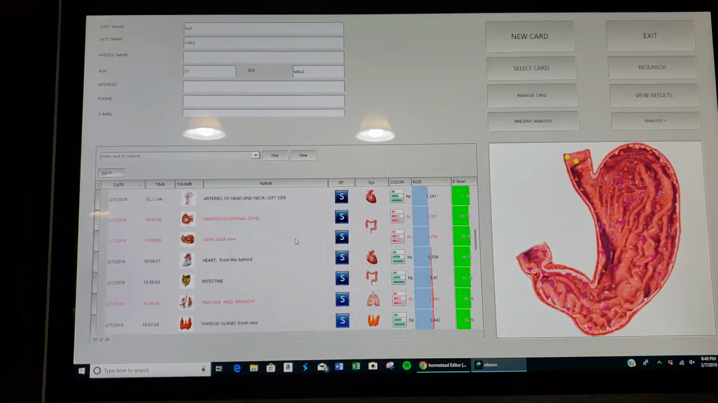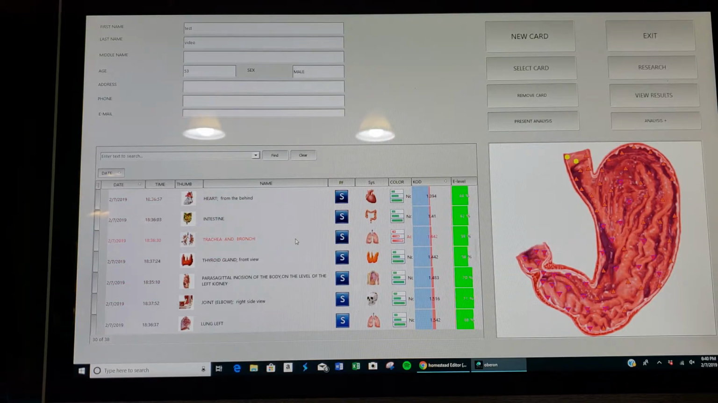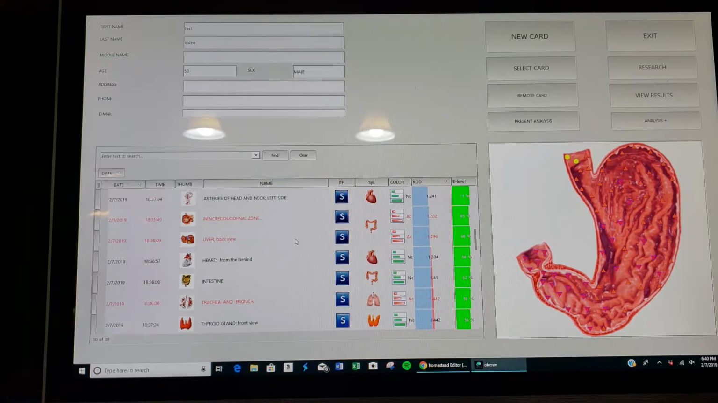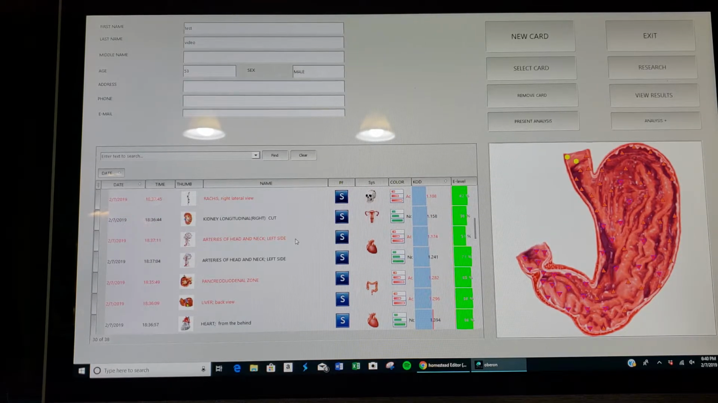But there are still literally dozens and dozens of other things you can do with this software, including looking at heavy metals, vitamins, foods, emotions, to see if any of those things are also affecting the health of the body.